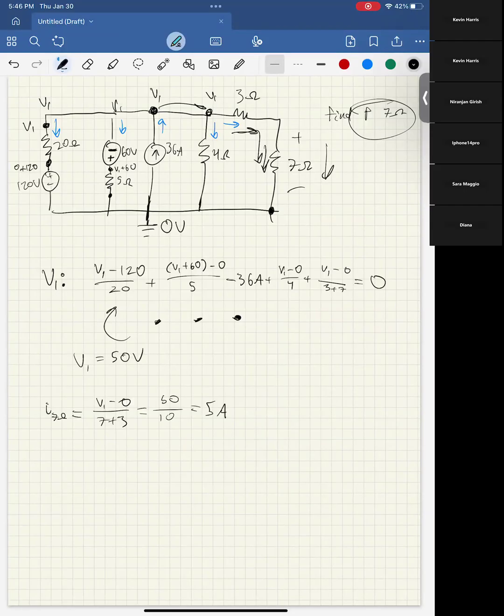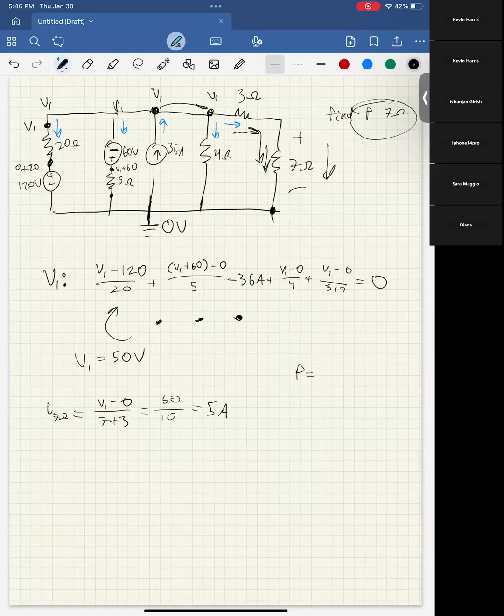And then you can plug this in. If you have P equals IV, and you know that V equals IR, you can plug this back in and you get P equals I squared R. That's the easy way you can find the power.